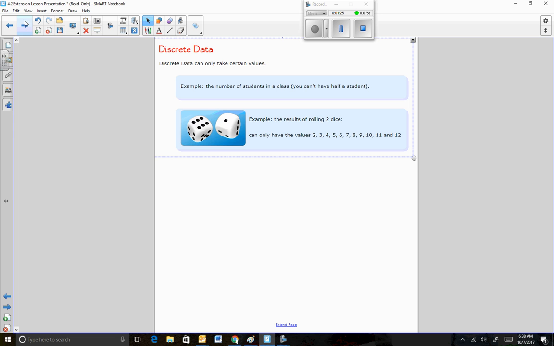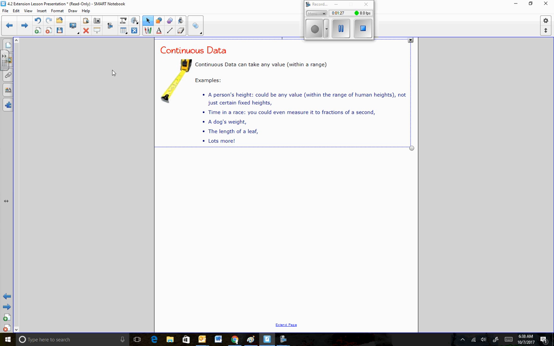All right. Now, most graphs are going to be continuous because most of the time we're doing measurements when we do these types of things, these experiments and so on. Like a person's height. It can be any value, and we can get very specific, like I'm 5'3.5", okay? When you're 2 years old, you could be 32 inches tall and 32 1/4, okay? So it's very continuous. Time in a race, you could even measure it to a fraction of a second.